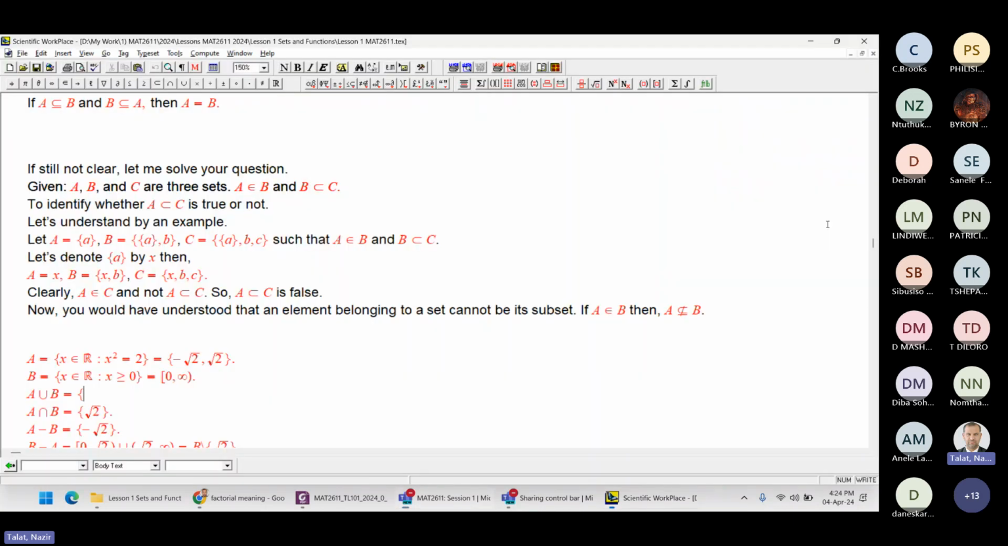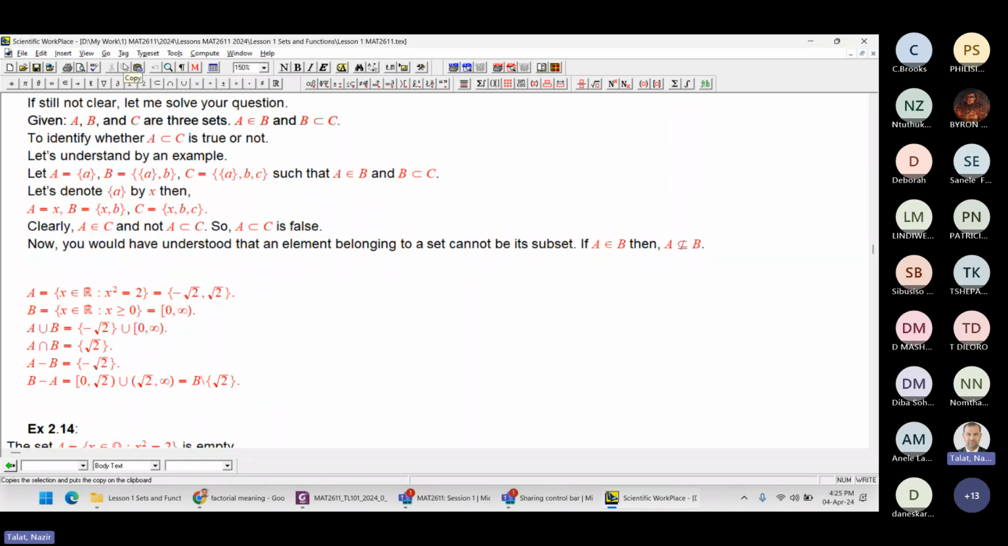So it means that we can say that this is the collection, this one union the another interval which we contain from 0 to infinity. So this is the union of two sets. While in the intersection, if we take all those elements which are common in both sets, so minus square root 2 is that one.